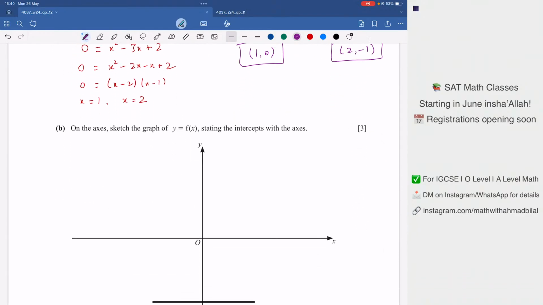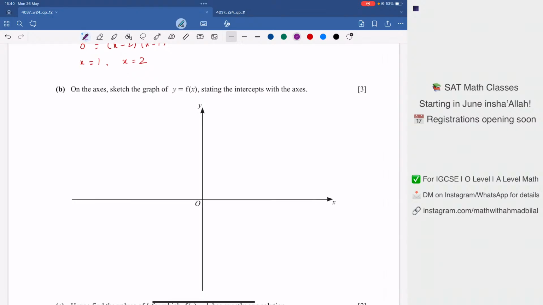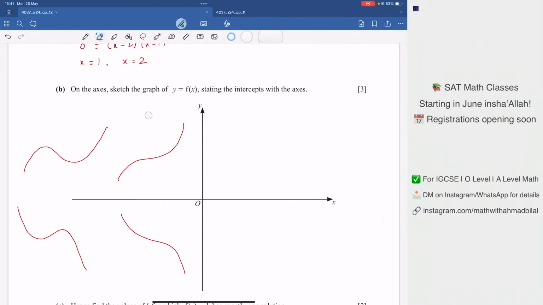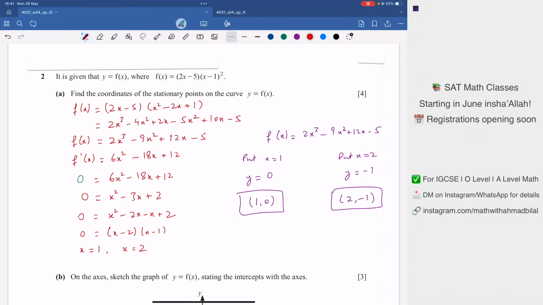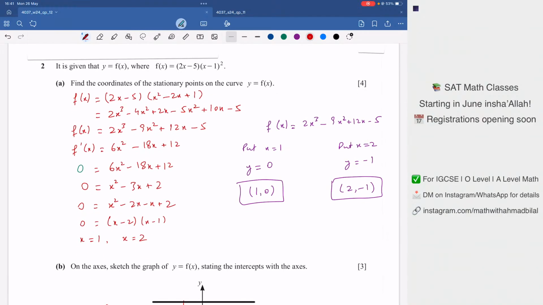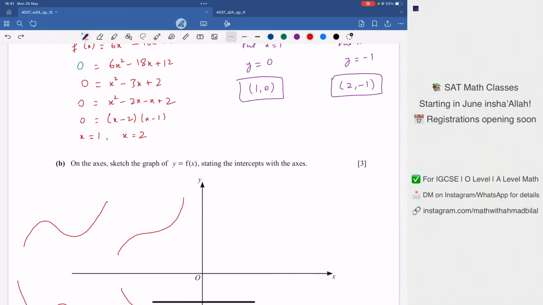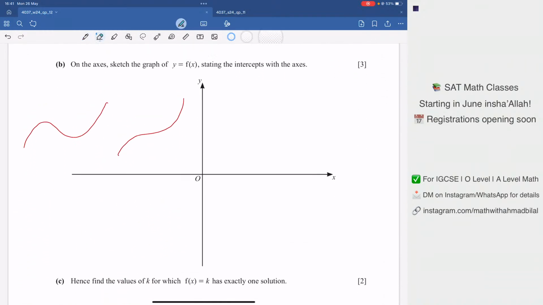Okay, now the second part says, on these axes, sketch the graph of y equals f of x, stating the intercepts with the axes. Now, how do you draw the graphs of cubic functions? Cubic functions have 4 possible shapes. They can look like this, this, this, or this, right? Now the shapes on top come when the coefficient of x cubed is positive, which is what we have in this case. So we're going to have the shapes on top there. One of these 2 shapes.